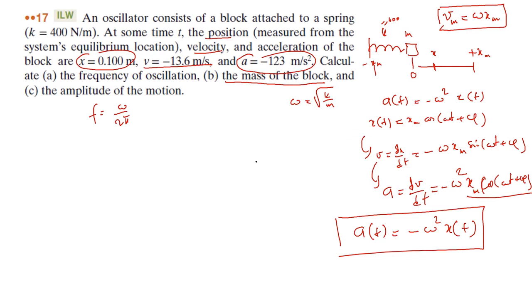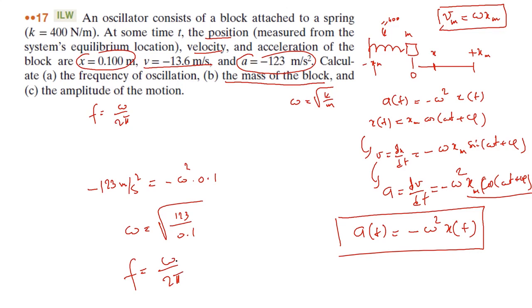So I will just say that a, which is minus 123 meters per second square, is just minus omega square multiplied by x at that time, which is 0.1. So I know what my omega is. Omega will be just the square root of 123 divided by 0.1. Okay, and that will give me omega. And once I get omega, I can get the frequency, which is omega divided by 2 pi.